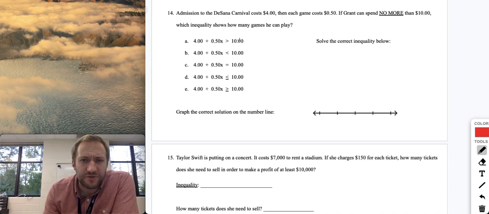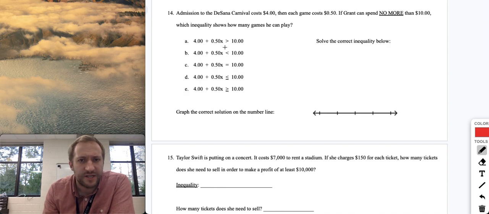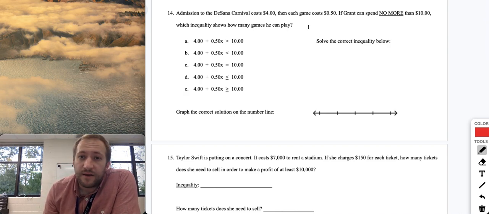And if I'm looking through my choices, it looks like the only difference, I have the $4 to enter the carnival. 50 cents per game, good. $10, it's all the same. The only thing that changes is the inequality sign. So, looking through this, let's see. Where are some keywords I could use?